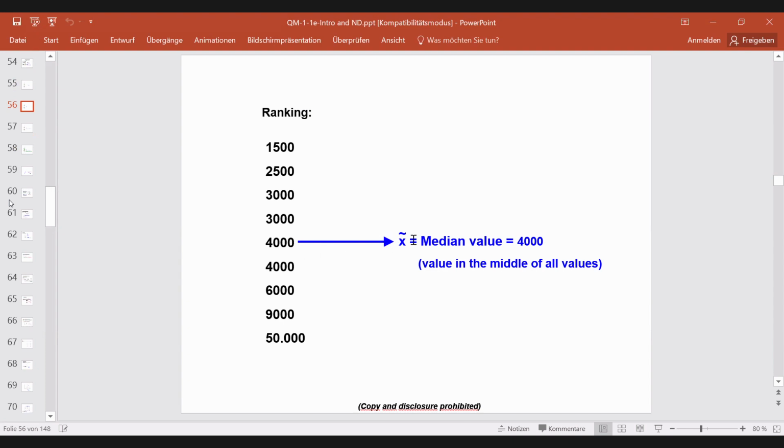So this is the median value. And the third option, this is the arithmetic mean, and you see there's a big difference between these two values. So this arithmetic mean is not representative of this village, and here the median value is much more representative for the village.